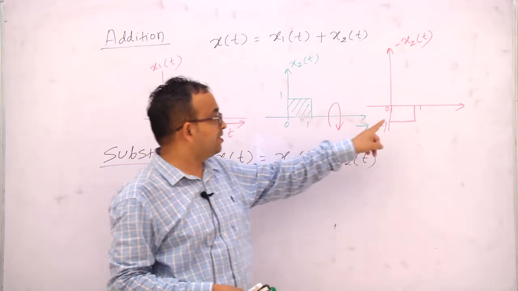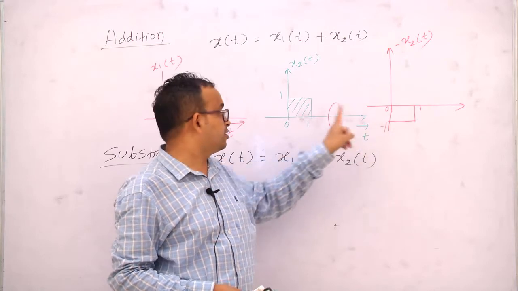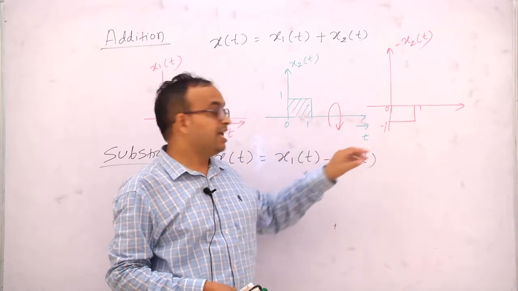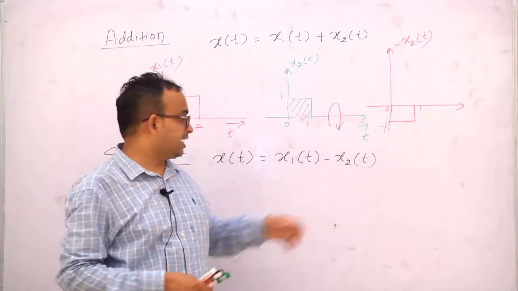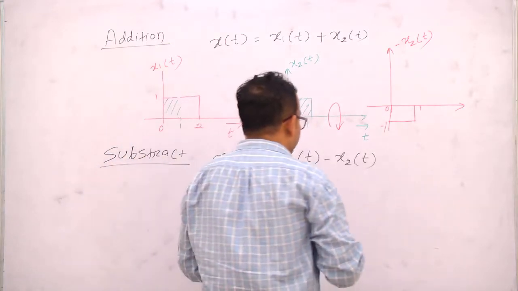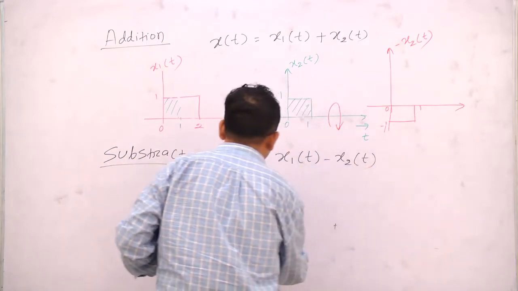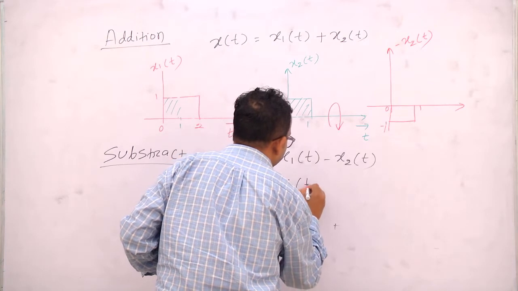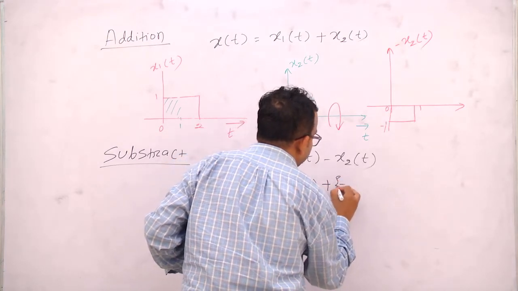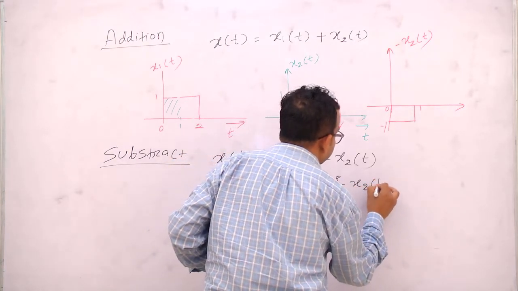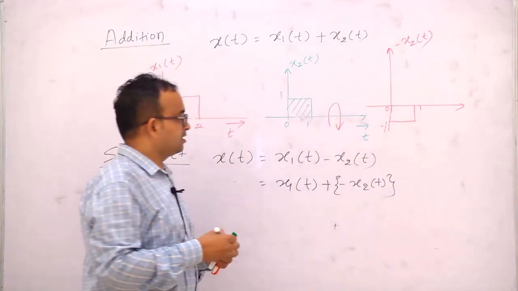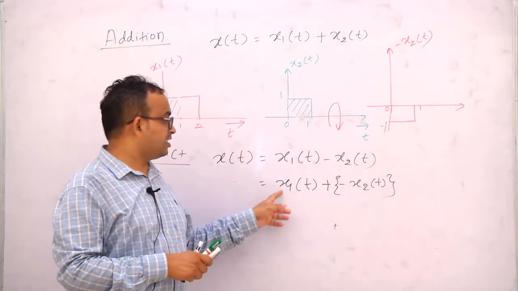So it is coming like this, minus 1, from 0 to 1. After finding the minus x2(t), can I write like this? x1(t) minus x2(t) can be written as x1(t) plus minus x2(t), same thing. So I can write x1(t) minus x2(t).